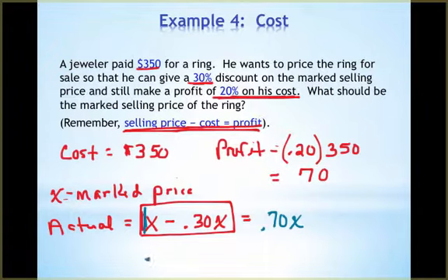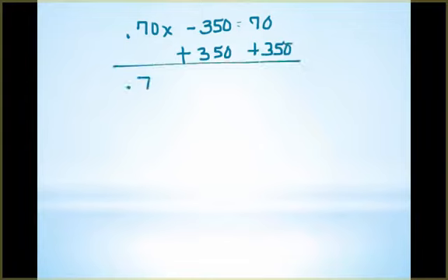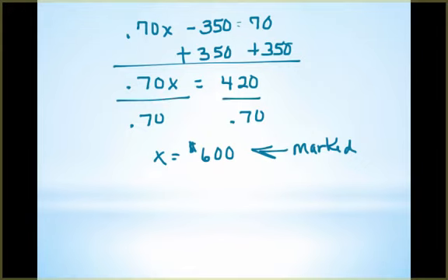So if I take 0.70x minus the cost, which was $350, I want that to equal the profit of $70. Once we get to this part, it's actually a pretty easy problem to solve. We're going to add 350 to both sides and get 0.70x equals 420, and then we'll divide by 0.70 and get that X would be 600. That should be my marked cost, not my actual cost or actual selling price. That should be my marked price.